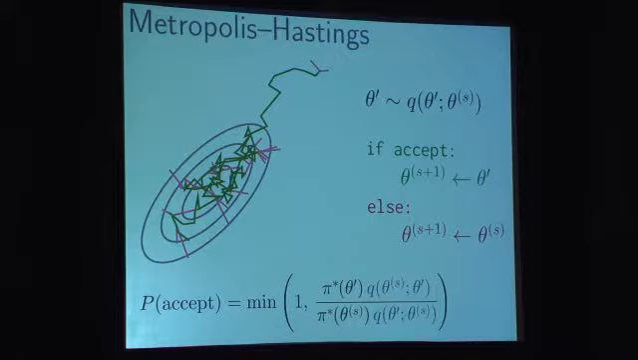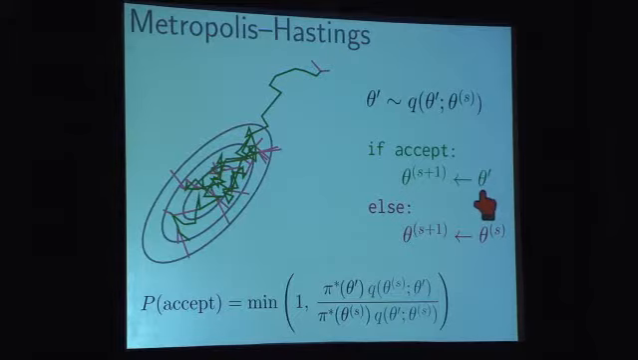So it makes these decisions. It says, if you're going to accept, then the next state of the chain is your proposed place. If you reject, then the next state is just where you were already. So you record a duplicate in your sequence of states. And these decisions are made randomly. So there's a probability of accepting the move. And it's some expression we know how to compute. It only needs to involve the unnormalized quantities here that we know how to compute.